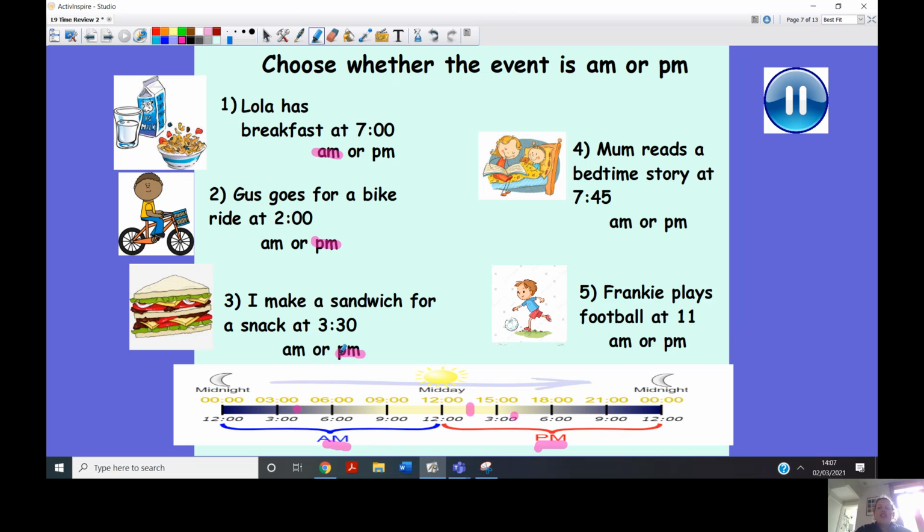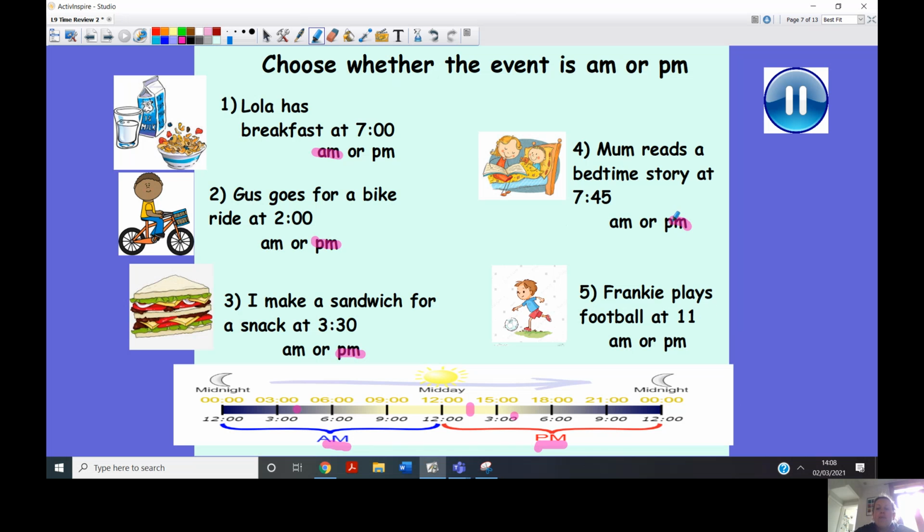Mum reads a bedtime story at 7:45. Now, is it 7:45 in the morning or 7:45 in the evening? Because technically, normally people say anything after around 6 or 7 p.m. is the evening. Bedtime story is normally read to you before you're going to sleep. Would you want a bedtime story at 7:45 in the morning while you're getting ready for school? I don't think that would be a very good idea. It'd be nice to have a story, but maybe not a bedtime story. So yes, it is PM.